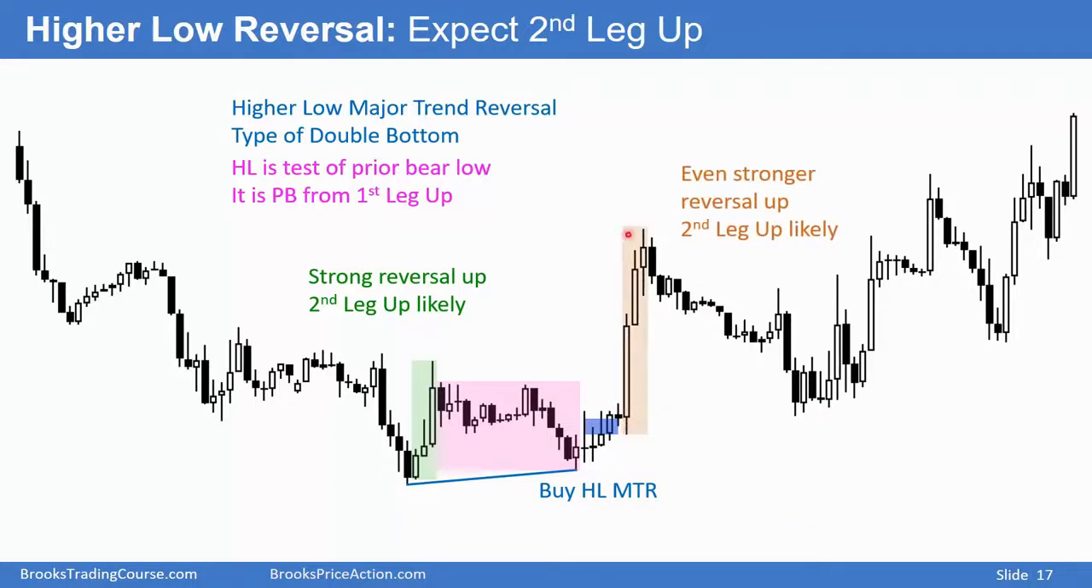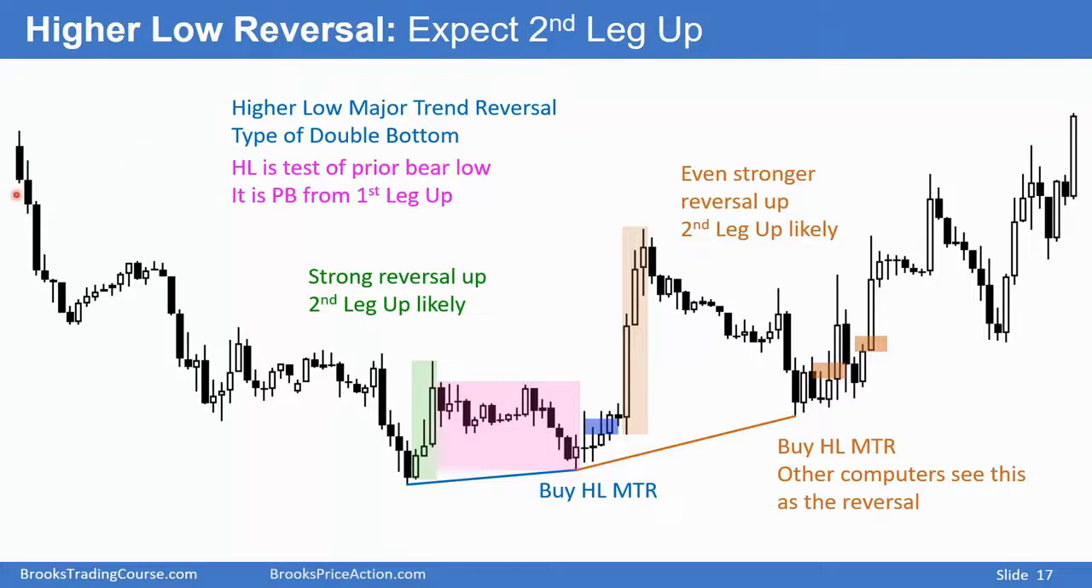Even stronger reversal up. This is much stronger than this. It's a possible second leg trap, but probably strong enough so that whatever sell-off we get, it'll stay above that low and be followed by at least a small second leg up. It's a bigger, higher, low major trend reversal. We have a bear trend, a breakout not completely out of the bear channel, but higher, low major trend reversal.